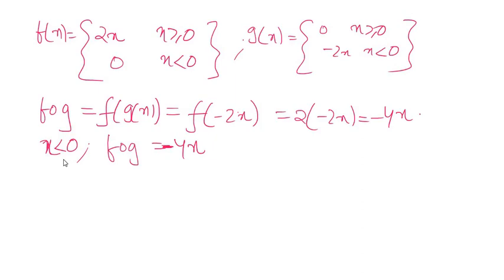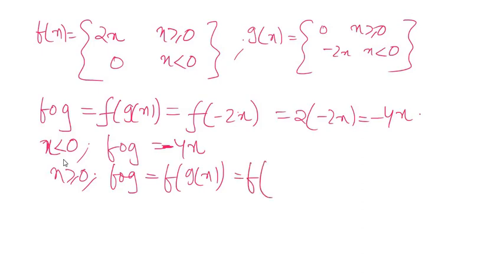Now, what will happen if x is greater than 0? For x greater than or equal to 0, the value of f of g will be f of g of x. Now, the value of g of x is 0 for x greater than or equal to 0.